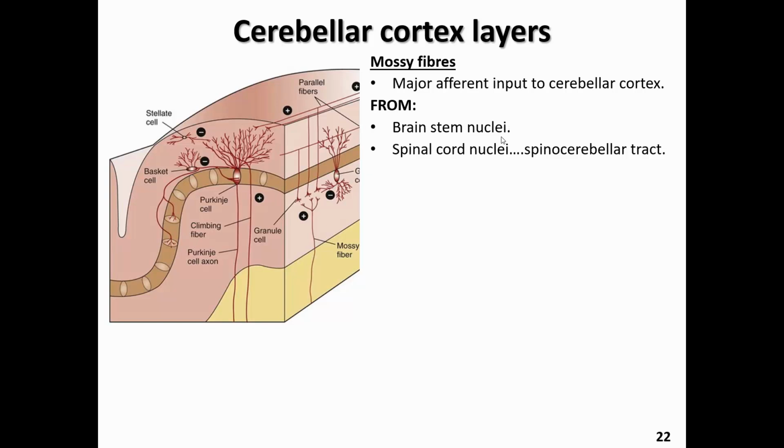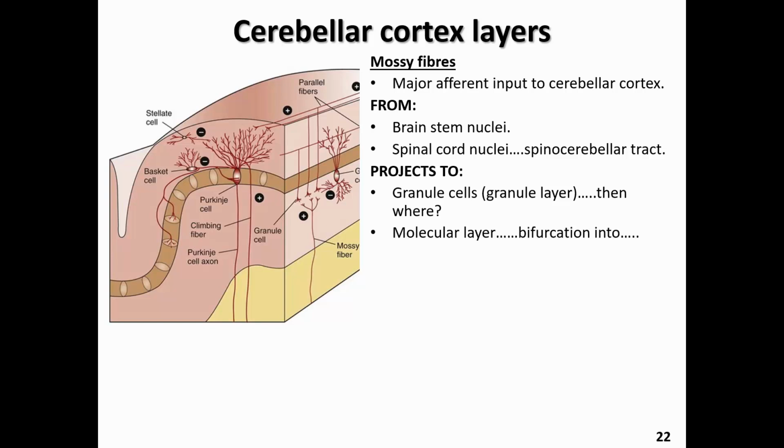So the nuclei, once again, are clusters of neurons located in the brainstem and clusters of neurons located in the spinal cord. Via the spinocerebellar tract, they will bring information into the cerebellar cortex, and the mossy fibers will project to granule cells in the granule layer. And as you can see here in the picture, we'll highlight this in a moment, the granule cell layer will then project to the molecular layer, the molecular layer being the most superficial, at which point bifurcation occurs.